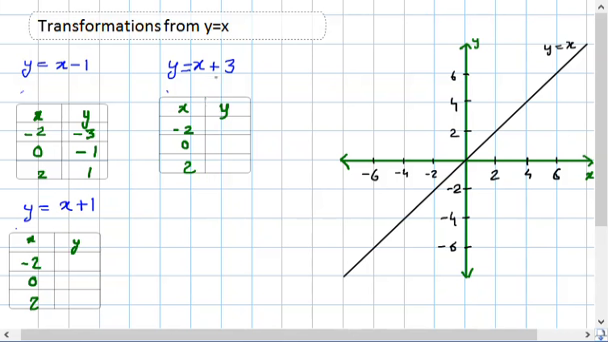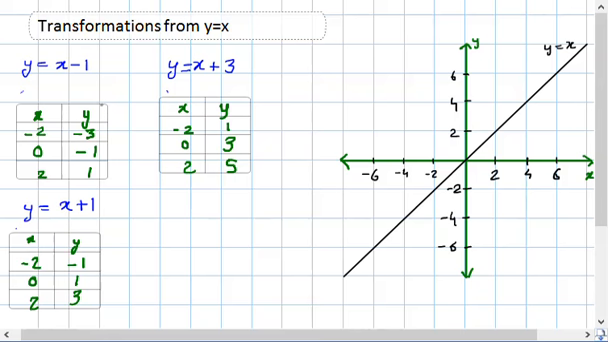When x is negative 2, for y we get a value of 1. When x is 0, we get a value of 3, and when x is equal to 2, we get a value of 5. In the third equation, y is equal to x plus 1. When x is negative 2, y gives us a value of negative 1. When x is 0, y is 1, and when x is 2, 2 plus 1, that makes it 3. So this is our table of values.